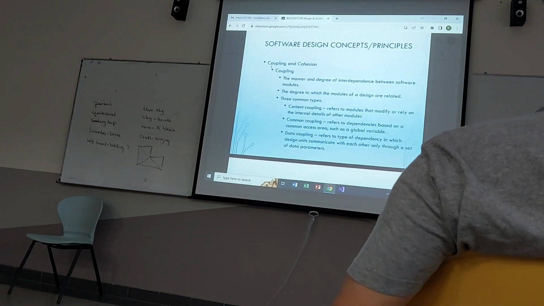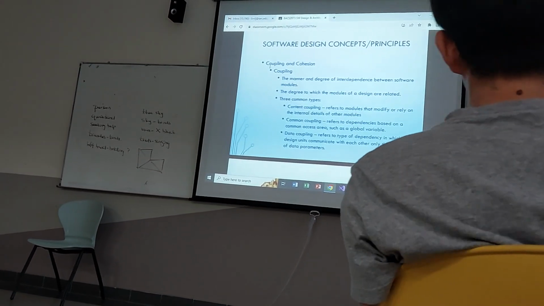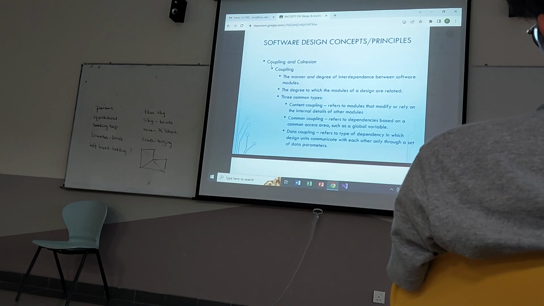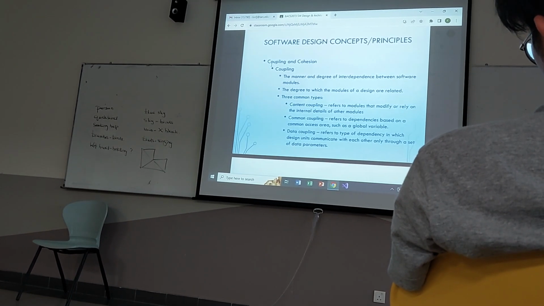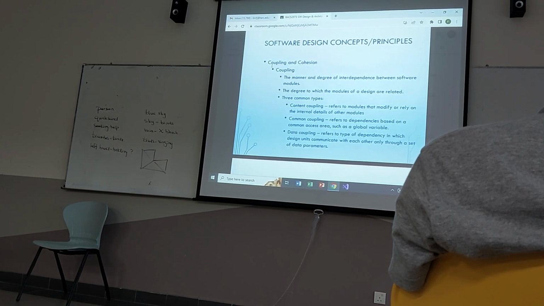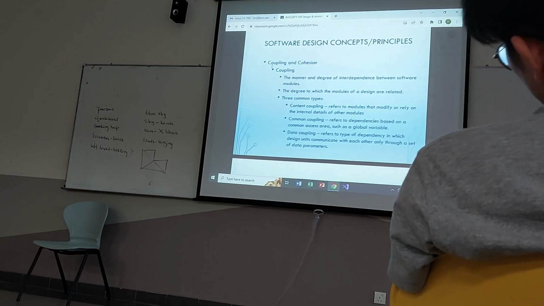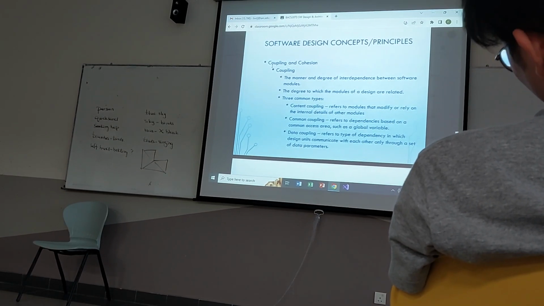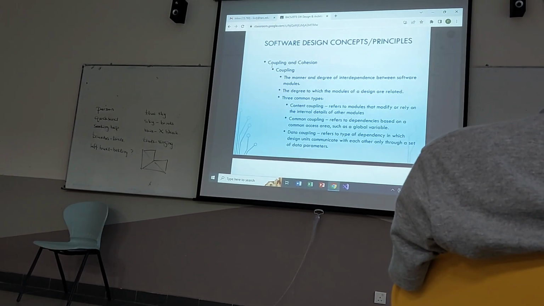That means how tight is the dependency between the modules or between the components. There are three common types. Content coupling means that one module can amend the internal content of another module. Common coupling means the dependency on a global variable.